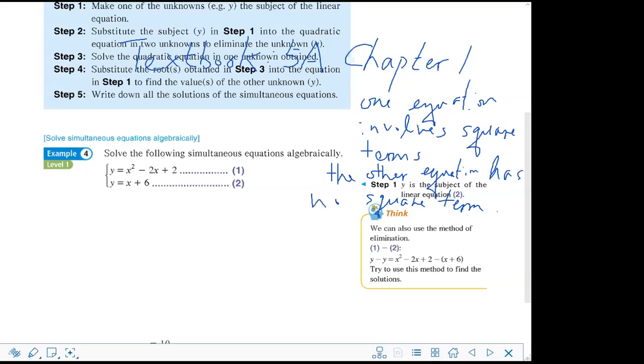So we will start with equation 2 to change the subject. Change either x or y to be the subject. But when you see equation 2, y is already the subject. So we do not need any change, right? We can save one more step. And then we just do the substitution. Sub equation 2 into equation 1.